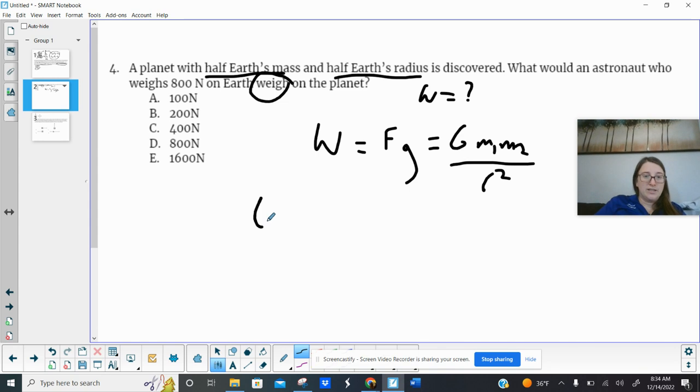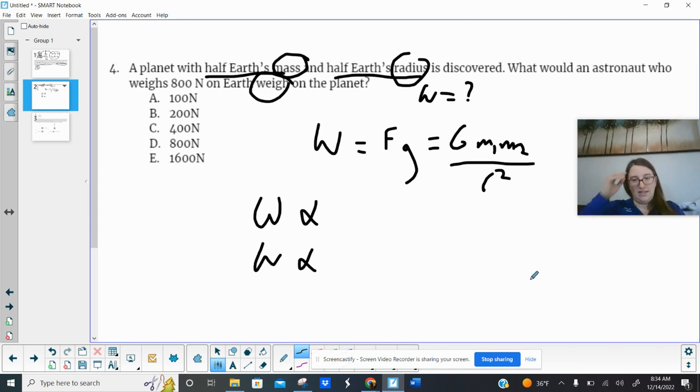It's good to go. So I want to say how weight is proportional to mass and how weight is proportional to the radius. Take a second. I'm just going to give you a second to think about it. Look at the formula. How is weight proportional to mass, weight proportional to radius? We've done this a couple times with this formula.